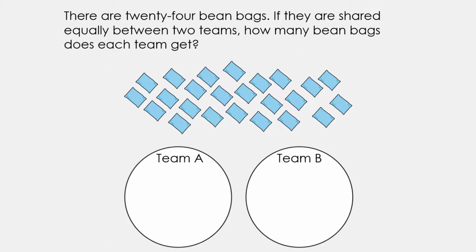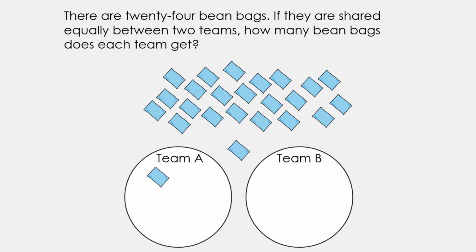Well, let's look at another example and see if the children can spot the problem with your method. Okay then. Here we go. There are 24 beanbags. Can you see the 24 beanbags? If they're shared equally between two teams, how many beanbags does each team get? How would you do this at home? I'm going to use Mr. Morrissey's method. While I'm going through it, I really want you to think about what's not so great about his method. Can you think of a better one? Let's do it.